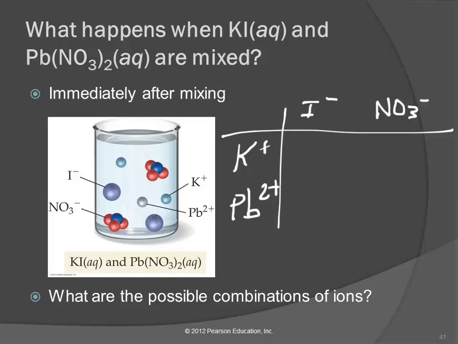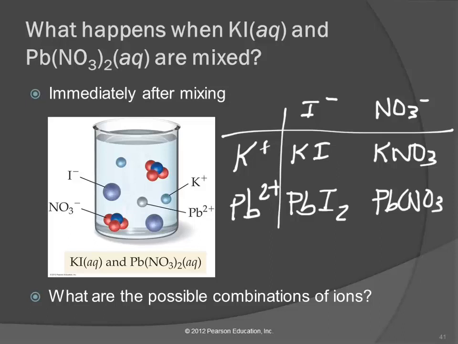So, the cations are like the guys and the anions are the girls. So the possible combinations are we could have potassium with iodide, or we could have potassium with nitrate. We could have lead with iodide, or we could have lead with the nitrate. Those are the possible combinations. 4 different ions, because they have to pair up positive, negative, there's only 4 combinations. So if we look at those combinations, 2 of them are the reactants. 2 of them are what we started with.